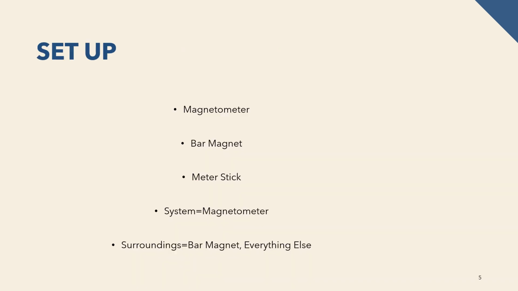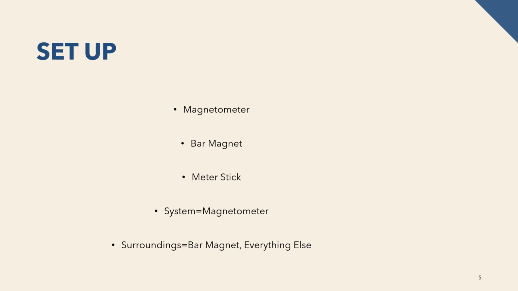Lab setup. Our lab setup included a magnetometer and a bar magnet, in which the bar magnet was moved closer and farther from the magnetometer until the magnetometer had a certain B field reading in the x direction, at which point the meter stick was used to determine the distance between them.